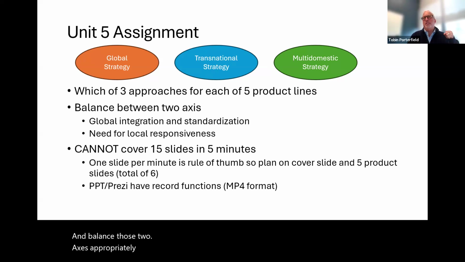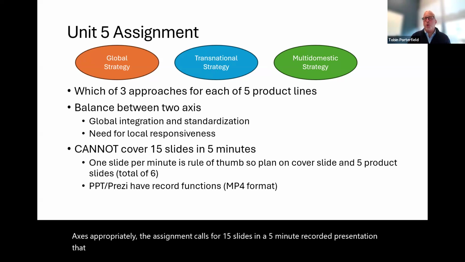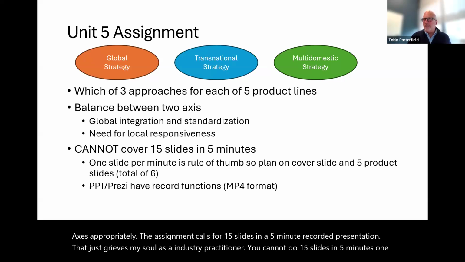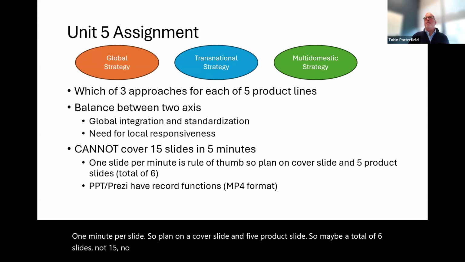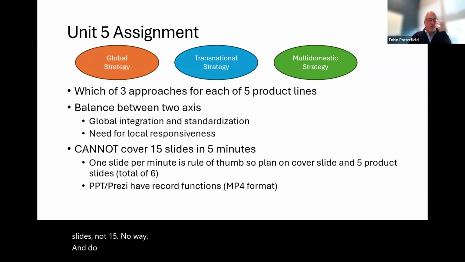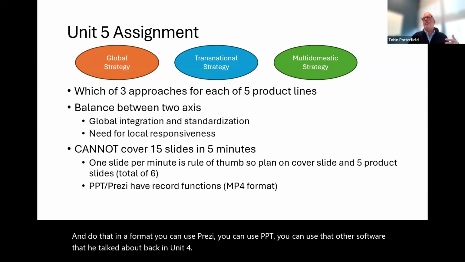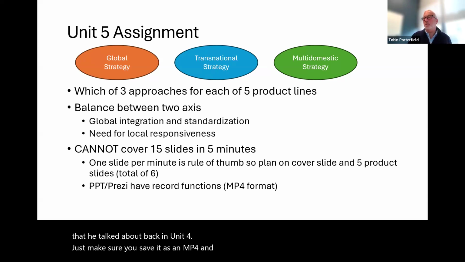The assignment calls for 15 slides in a 5-minute recorded presentation. That just grieves my soul. As an industry practitioner, you cannot do 15 slides in 5 minutes. That's 1 minute per slide. So plan on a cover slide and 5 product slides. So maybe a total of 6 slides, not 15. No way. And do that in a format you can use Prezi, you can use PPT, you can use that other software that he talked about back in Unit 4. Just make sure you save it as an MP4 and it's around 5 minutes long.